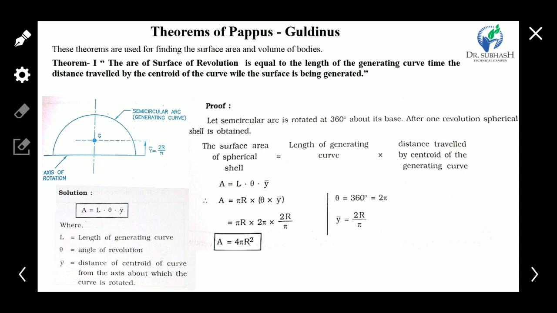Theorem શું કહે છે? The area, here R is not R, it's area, it's a mistake in book. The area of surface of revolution is equal to the length of generating curve times the distance traveled by centroid of curve while the surface is being generated.